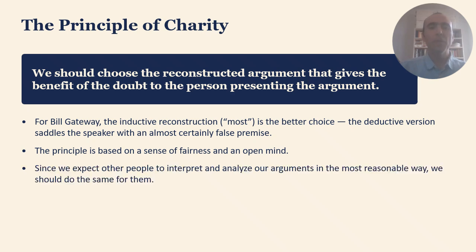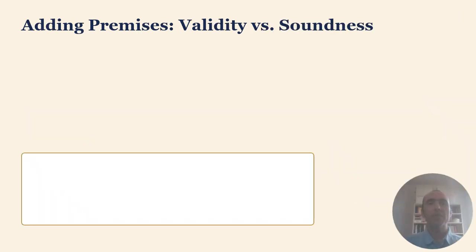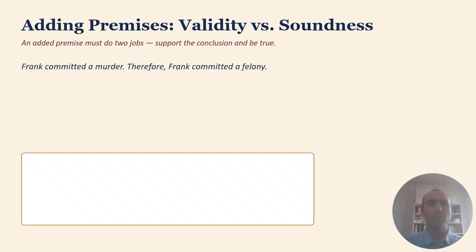Since we expect other people to interpret and analyze our arguments in the most reasonable way, we should do the same for them. Interpretation must be justified. The more we know about the context, the setting, the people, the issues, the more accurate our reconstruction is. When we add premises, we should take into account validity and soundness. An added premise must do two jobs: support the conclusion regarding logical analysis and be true regarding truth-value analysis.